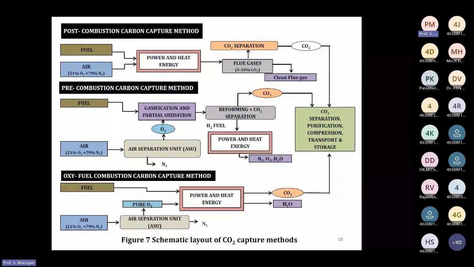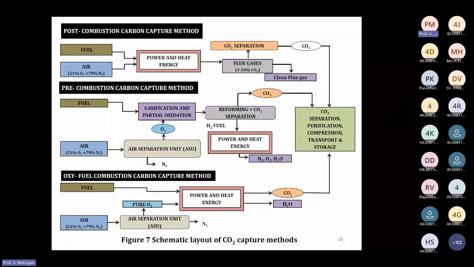And the bottommost one is called oxy-fuel combustion carbon capture. Like pre-combustion carbon capture, here also you will use an air separation unit, so pure oxygen you will supply. Of course, you will get a neat combustion process, more complete combustion. So CO2 and water vapor are the main products you will get. CO2 will be separated and stored.